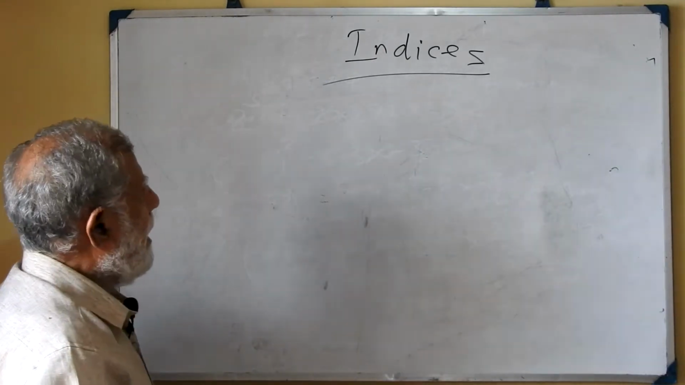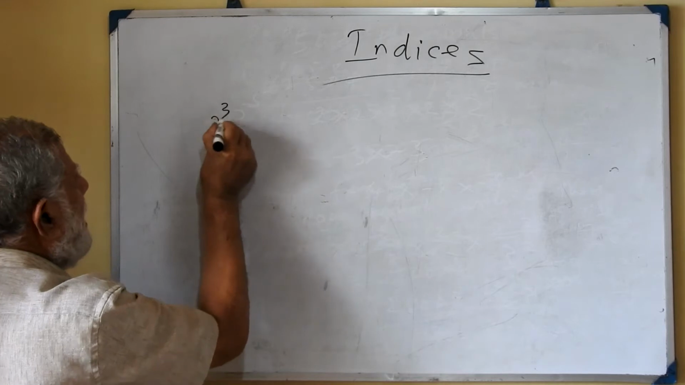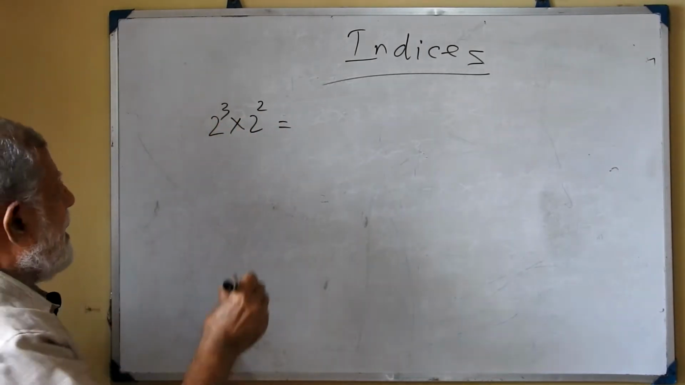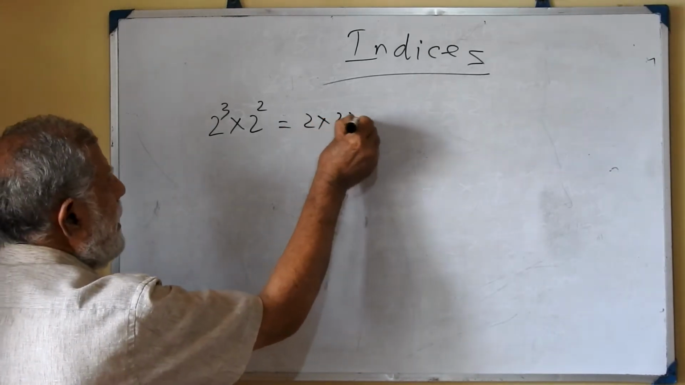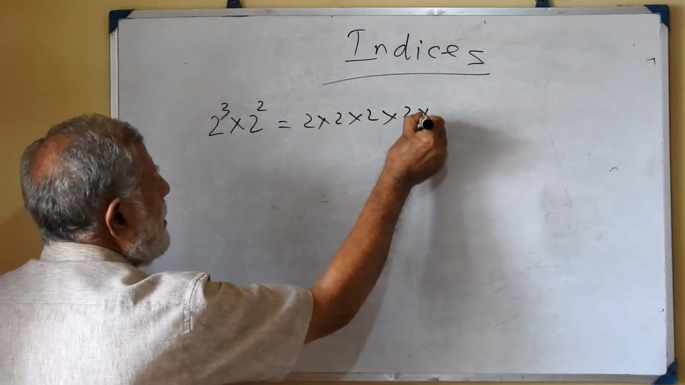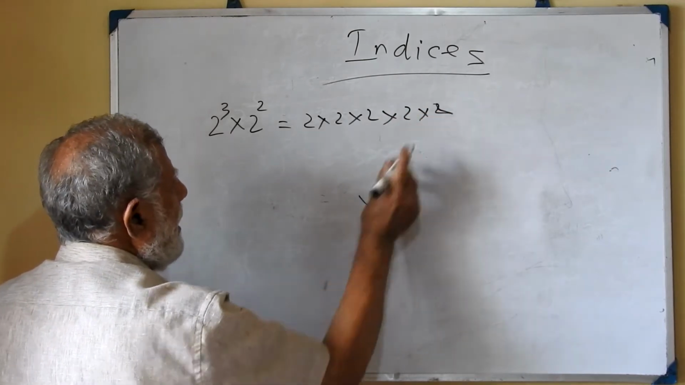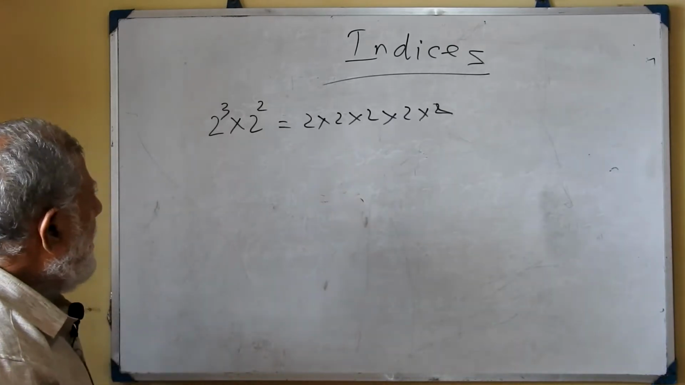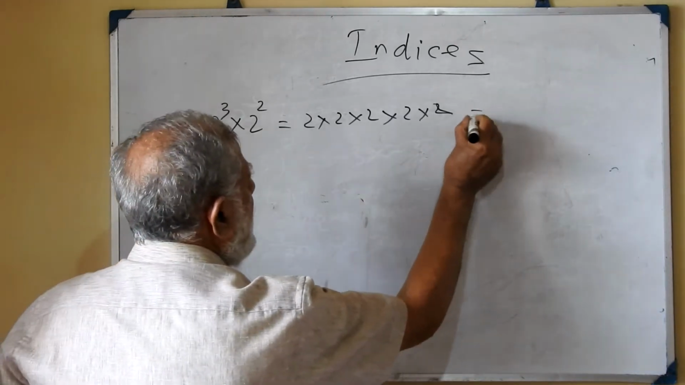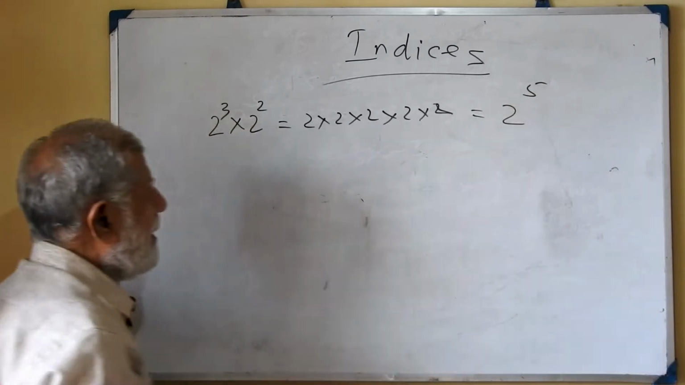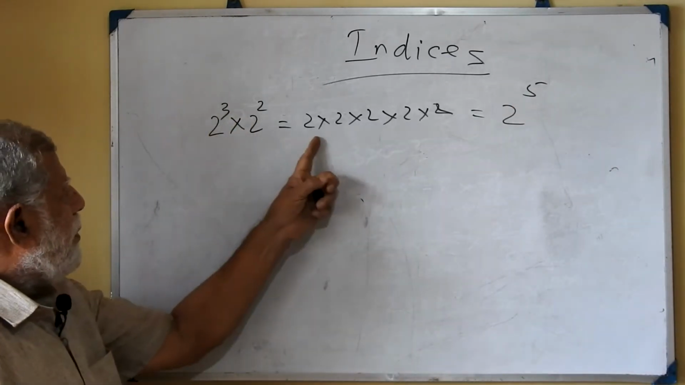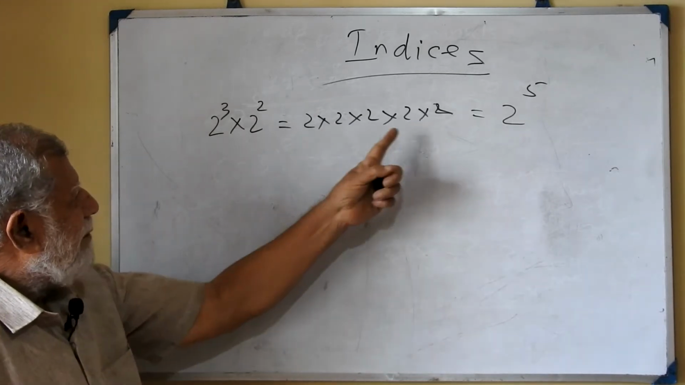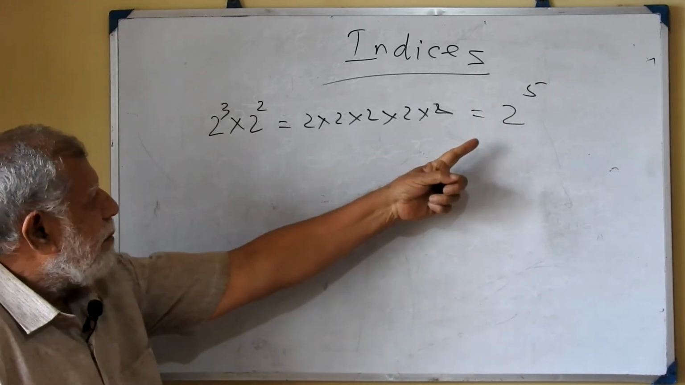Supposing we have 2 to the power of 3 into 2 to the power of 2. Now, when you expand this, it will come as 2 into 2 into 2 into 2 into 2. So, we have to write five 2's. So then finally the answer will be 2 to the power of 5. 2 cube means 2 into 2 into 2. 2 square means 2 into 2. So altogether there are five 2's. So we write it as 2 to the power of 5.